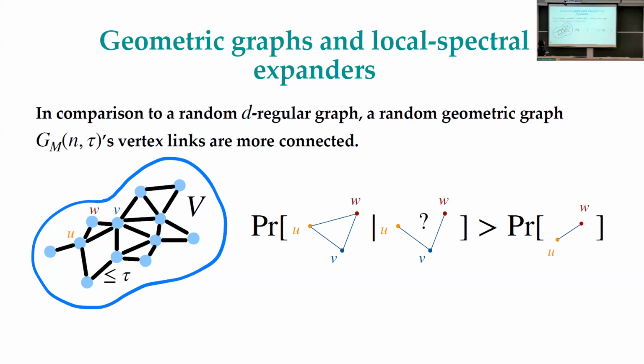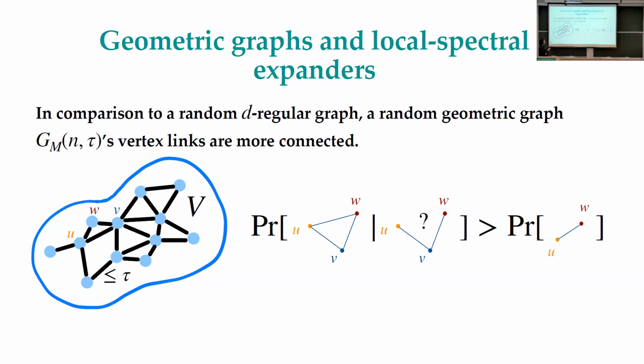So if we're looking at the link of a vertex v in the random d-regular case, for two neighbors u and w we'll have some probability of them being connected, which is roughly d over n. That's just roughly the marginal probability that an edge exists between u and w.